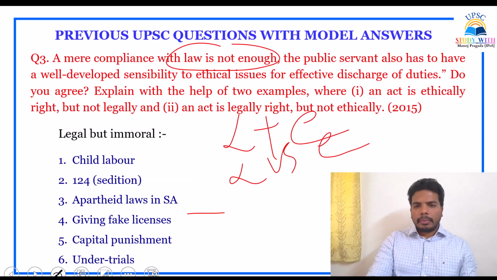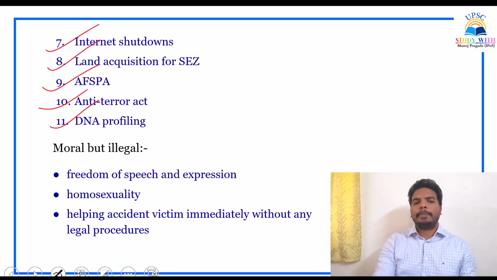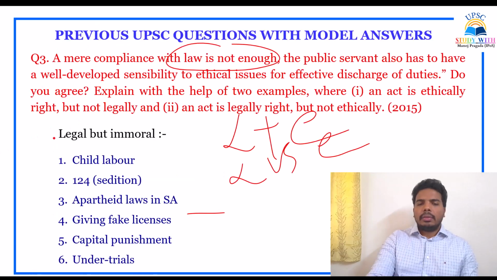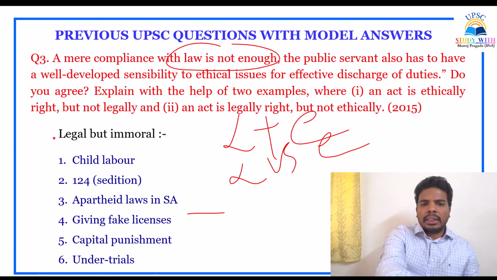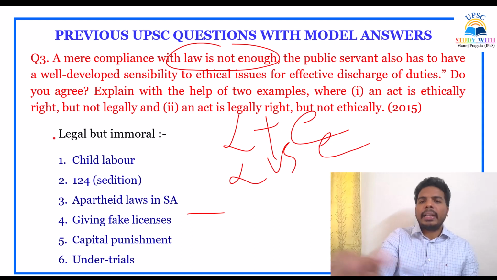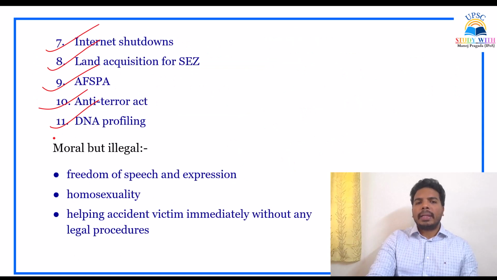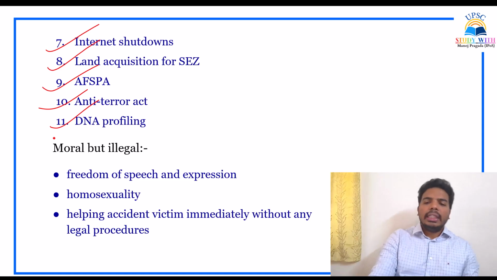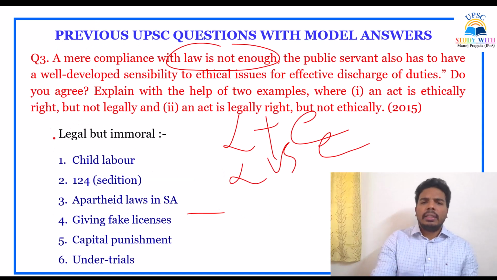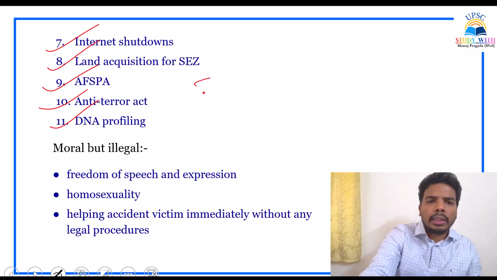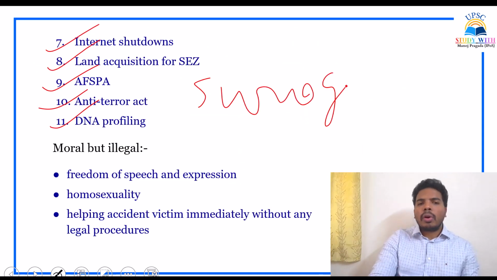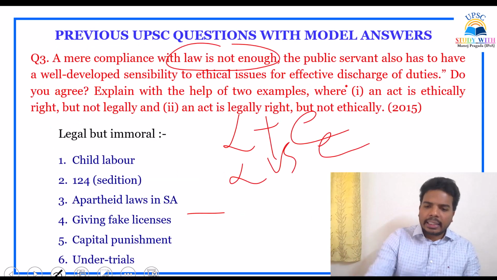At the same time, the second question is, the act is legally right but not ethically. Sorry, I have already mentioned that this is the second point: the act is legal but immoral. The first point we have missed is that the act is ethically right but not legally, as it is moral but illegal. Even here, you can mention the surrogacy laws that I have mentioned. Here, they are moral. The act is ethically right but not legally.